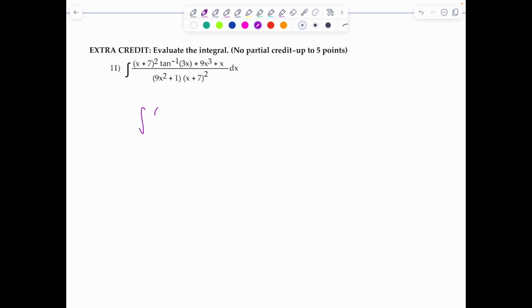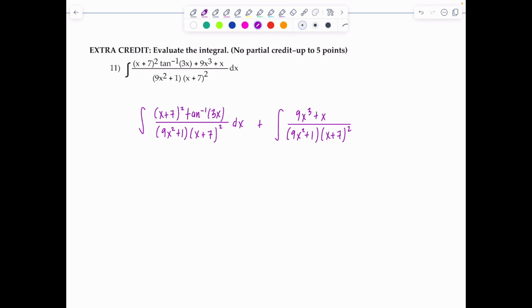So we have x plus 7 squared tan inverse of 3x over 9x squared plus 1 times x plus 7 squared dx plus, and then the other 2 terms, 9x cubed plus x, I'm going to put separately, over 9x squared plus 1 times x plus 7 squared dx. Okay. This problem was also on their practice test. So here we go. Integral 1 and 2.